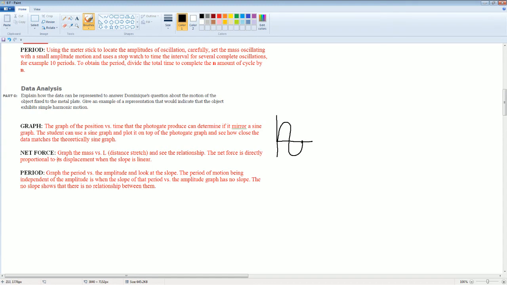So for the net force, here you're going to graph the mass versus L, so it should look something like this. Mass and L, and you're going to look for a linear relationship. If it's a linear relationship, that means the net force is directly proportional to its displacement. You're looking for a linear relationship. And for the period, if you graph period versus amplitude and look at the slope, you're looking for a flat line. It should be flat. The flat line, or no slope, shows that there's no relationship between them, all right?